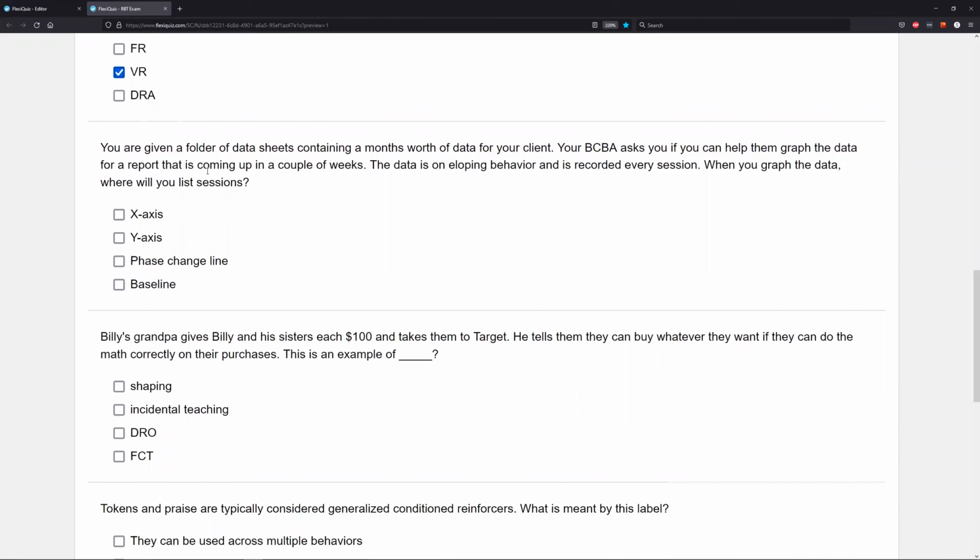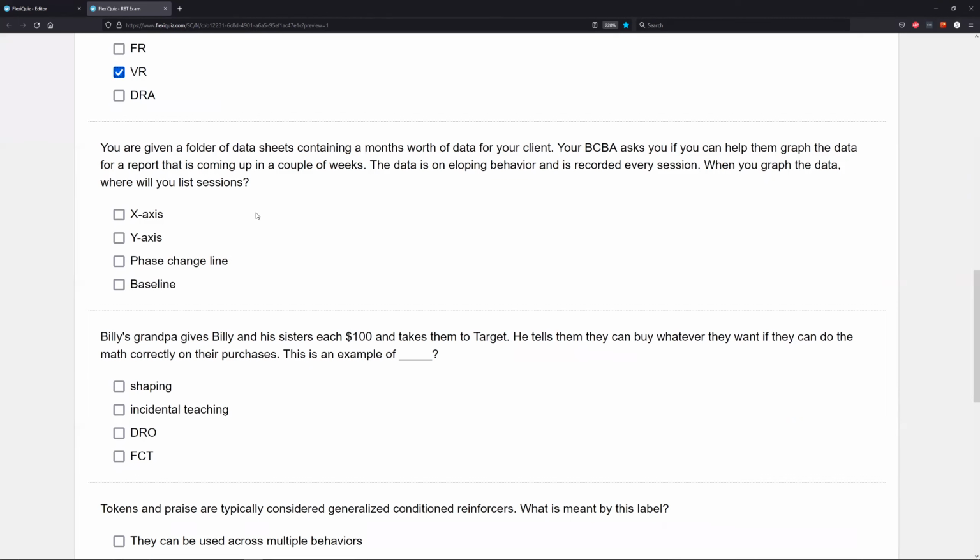You're given a folder of data sheets containing a month's worth of data for your client. Your BCBA asks you if you can help them graph the data for a report that is coming up in a couple of weeks. The data is on a loping behavior and it is recorded every session. When you graph the data, where will you list sessions?